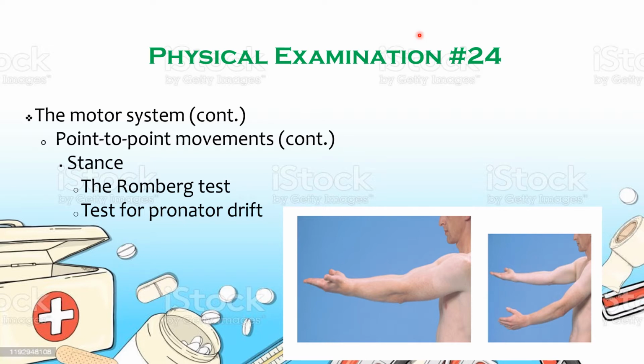To test for pronator drift, the patient should stand for 20 to 30 seconds with both arms straight forward, palms up, and the eyes closed. A person who cannot stand may be tested for pronator drift in the sitting position. In either case, a normal person can hold his arm position well. Pronator drift is the pronation of one forearm, and it is both sensitive and specific for a corticospinal tract lesion.